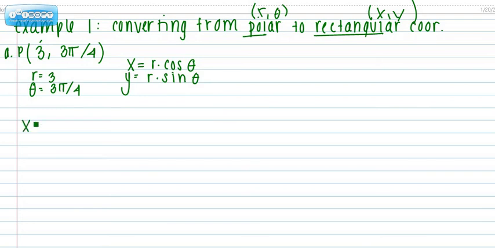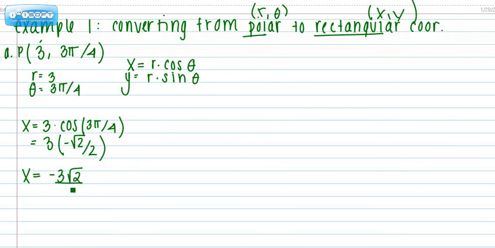In order to find x, I'm going to go ahead and plug in r and theta. So I'm going to have x equals 3 times the cosine of 3π/4. If I look at my unit circle, I know that the cosine of 3π/4 is going to equal negative root 2 over 2. And once I go ahead and simplify that, we should wind up with x equals negative 3 root 2 over 2.